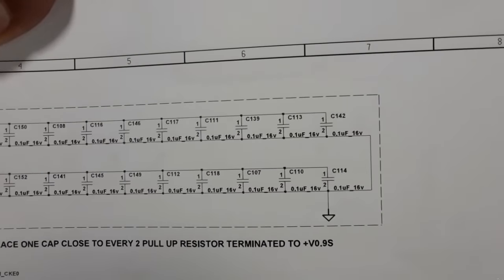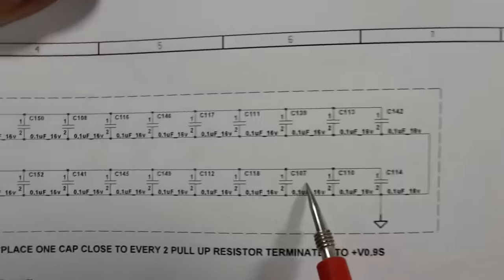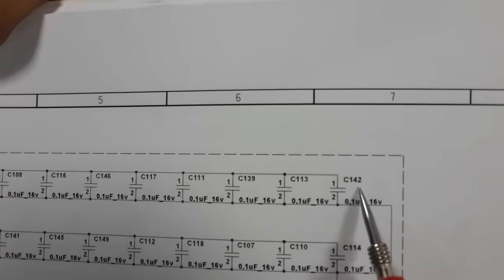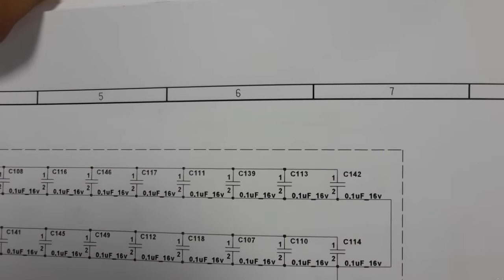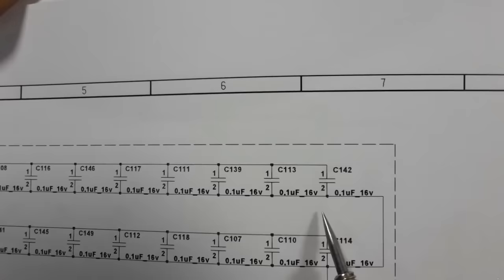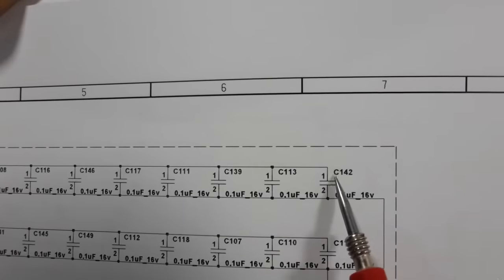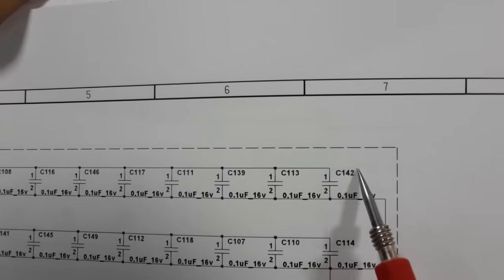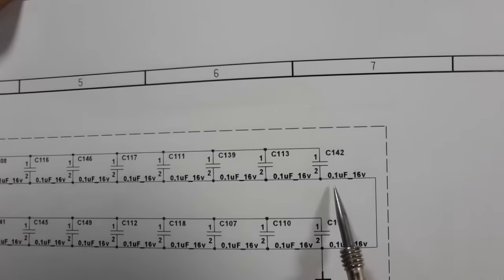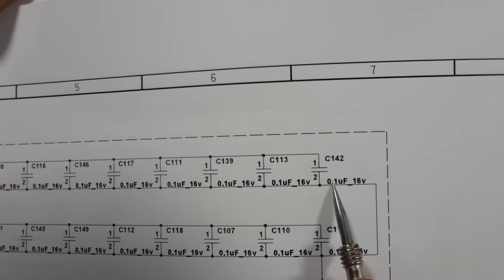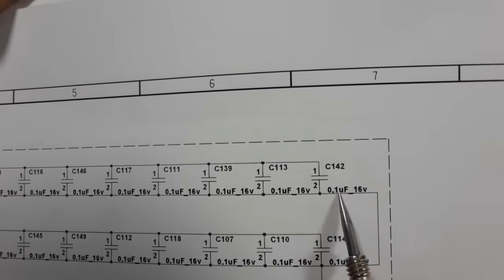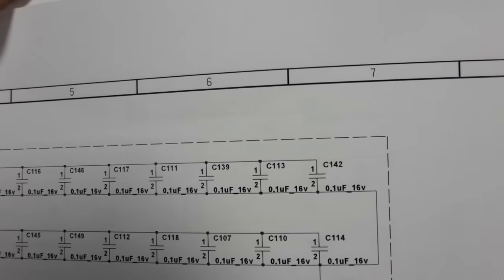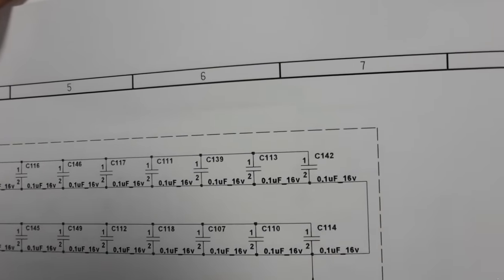So this is the symbol of the ceramic capacitor, as you can see here. Okay, do you see? This is just simple for the ceramic capacitor. In the schematic, you will find the reference or the name of the ceramic capacitor, and here its capacity, as you see, 0.1 microfarad, 16 volt. This is just an example, okay?